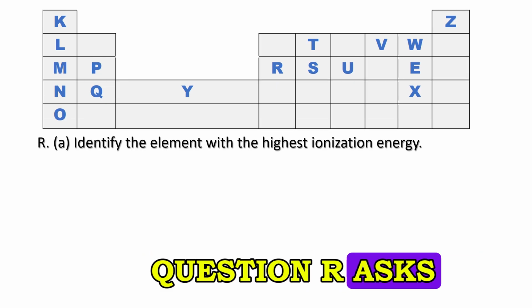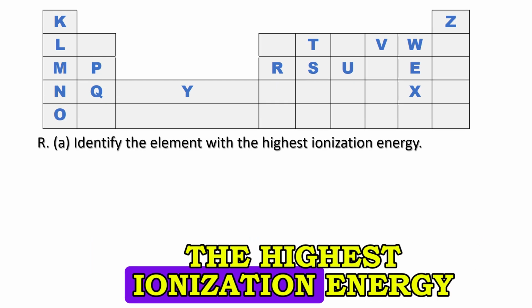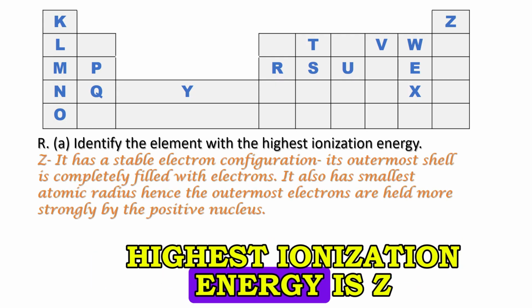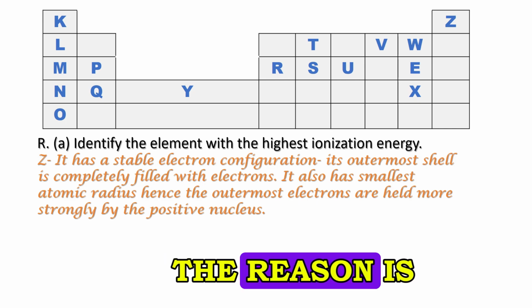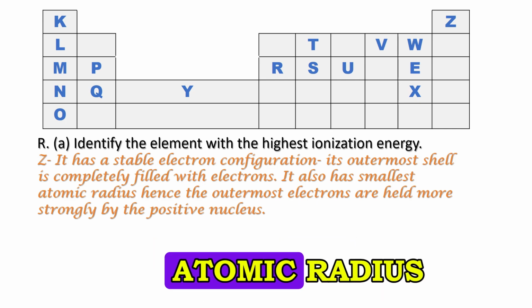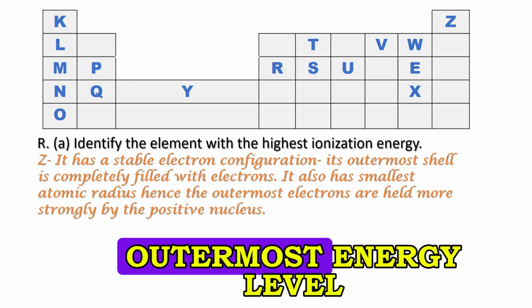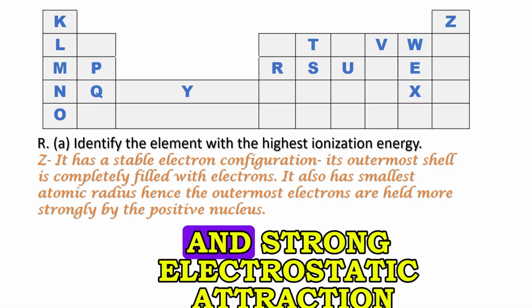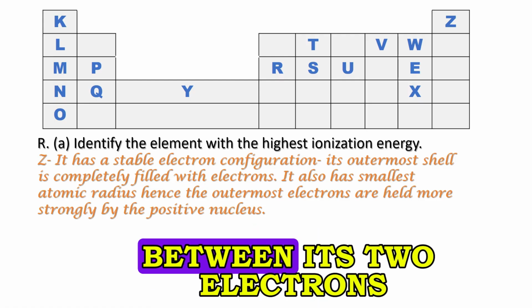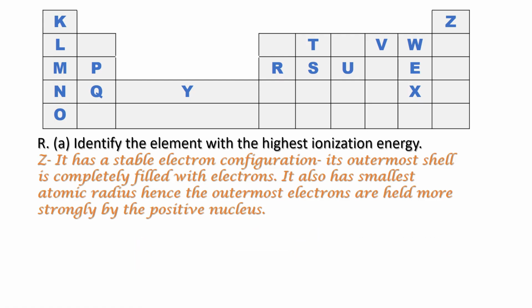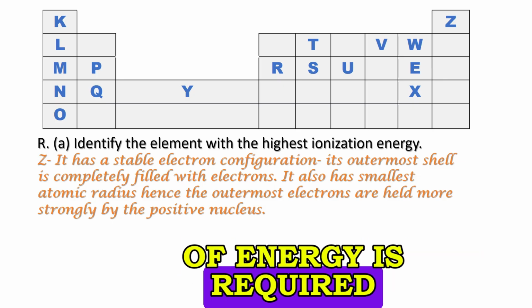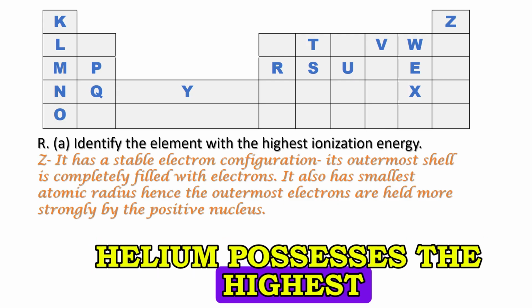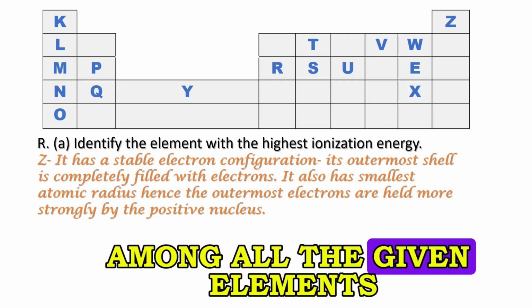Question R asks, identify the element with the highest ionization energy. Explain. The element with the highest ionization energy is Z, helium. The reason is, helium has the smallest atomic radius and a completely filled outermost energy level, making it electrically stable. Because of this stability and strong electrostatic attraction between its two electrons and the nucleus, a very large amount of energy is required to remove even one electron. Therefore, helium possesses the highest ionization energy among all the given elements.